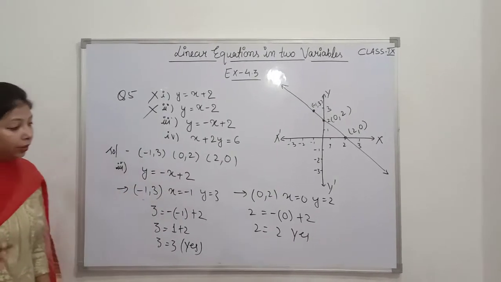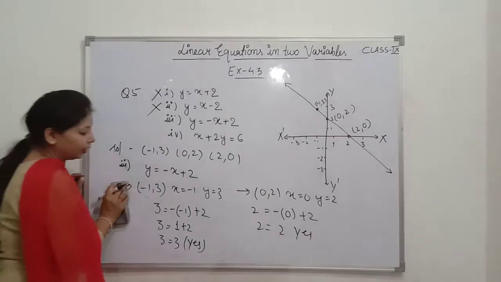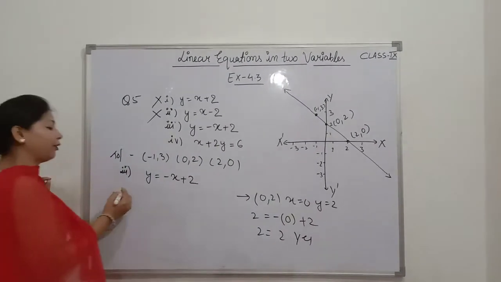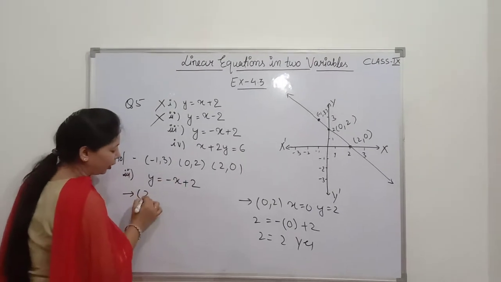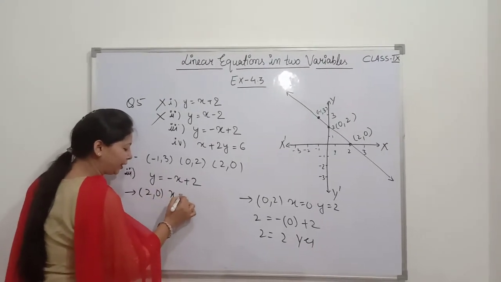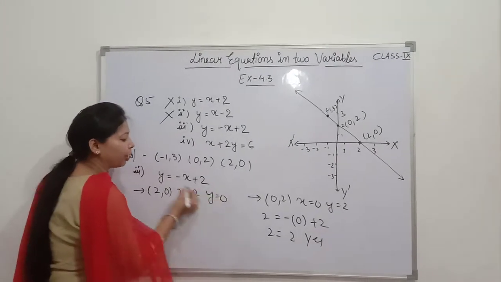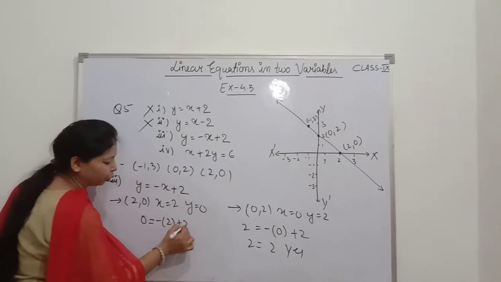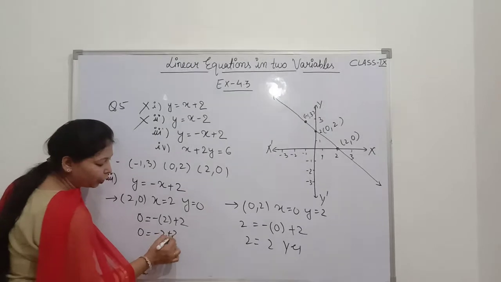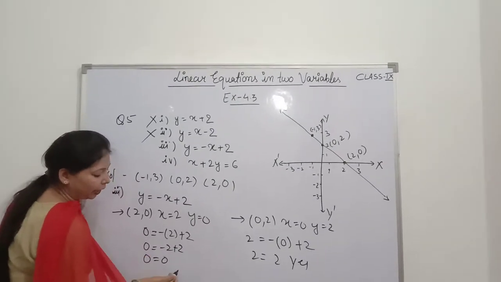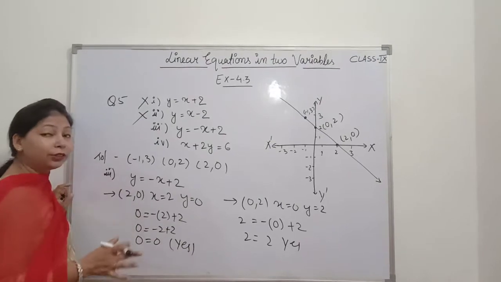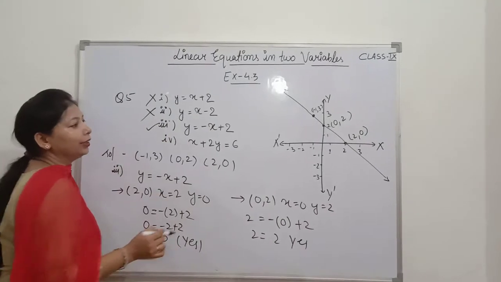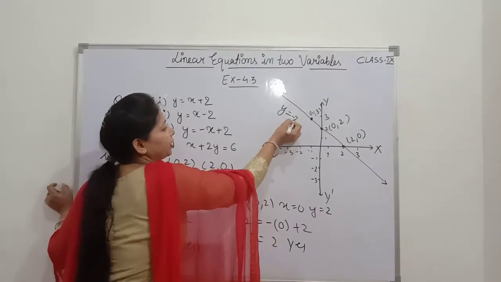Now moving towards the third point. Let us check on the third point. The two points satisfy. We are left with only the third point, that is (2, 0). Now what is the value of x? x is 2 and y is 0. Now substitute here. y = 0 and x = -2 + 2. So look, it's -2 + 2. What is the value of -2 + 2? It is 0. So that means it is again satisfied. All three points (-1, 3), (0, 2) and (2, 0) satisfy this equation. That means this graph belongs to this equation.